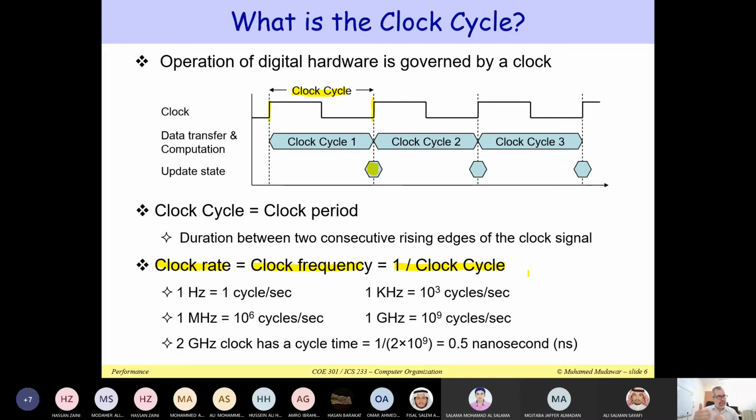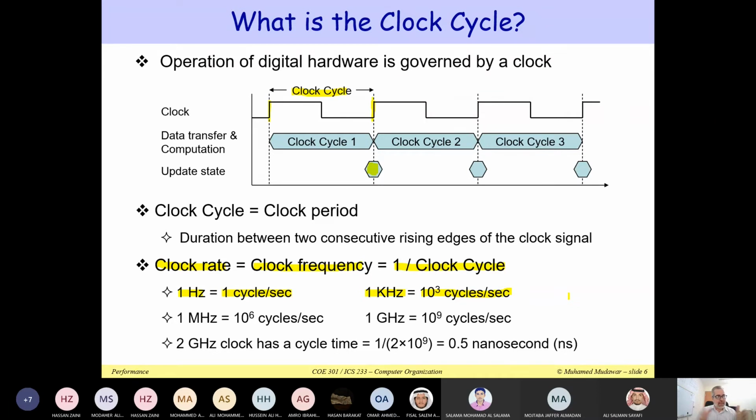Now, the unit of the clock rate or the clock frequency is the hertz. So when I say 1 hertz, it means 1 cycle per second. This means that the duration of one clock cycle is 1 second, and therefore in each second you have 1 cycle. 1 kilohertz, on the other hand, the K here means 1,000. So 1,000 cycles per second. So in each second, the clock is going to repeat 1,000 times. So we say 1,000 hertz or 1 kilohertz, and it means that you have 1,000 cycles in each second.